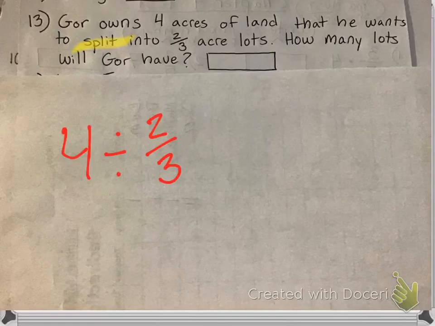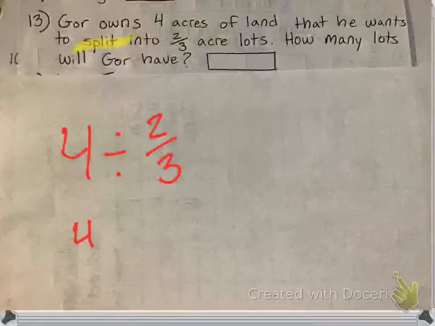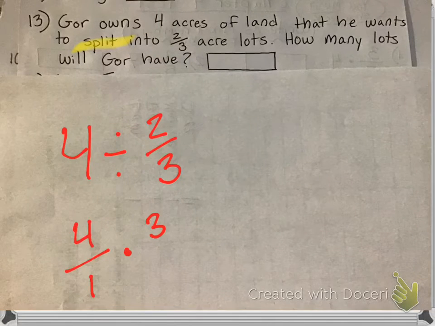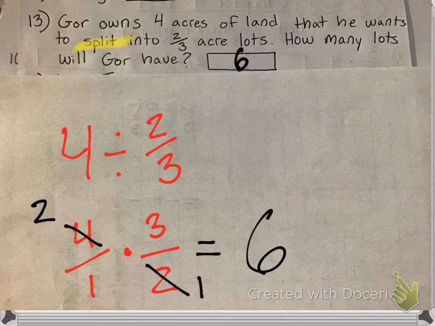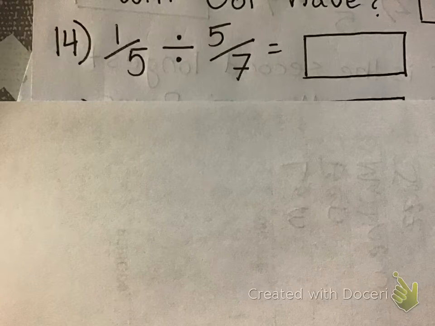We do our Kentucky Chicken Fried, our keep change flip. We get 4/1 × 3/2. We can cross cancel. What do I get as my answer? 6. As such, do this one in your books.